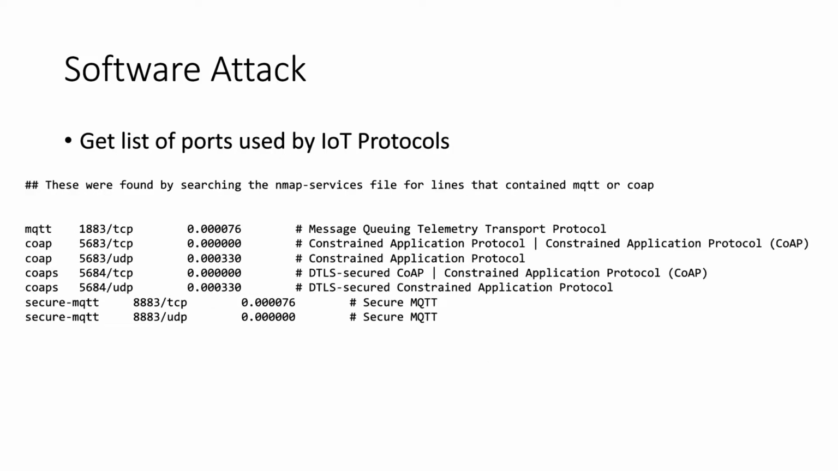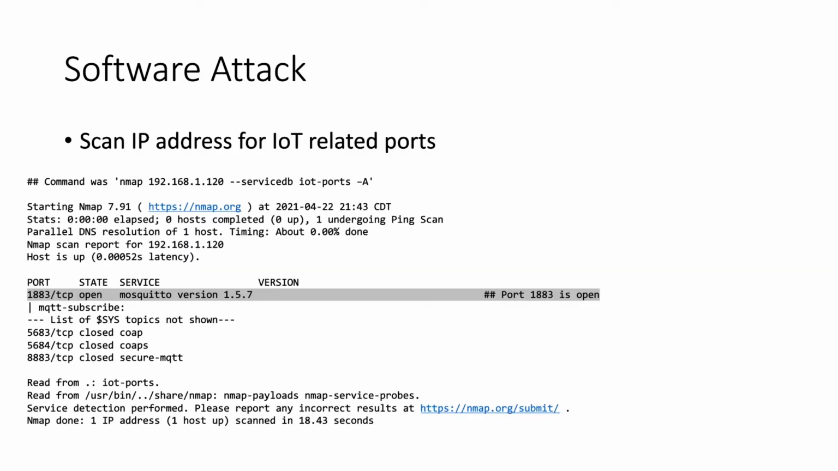The first thing we want to do is get a list of ports commonly used by IP protocols. There's an nmap services file that contains a list of basically every port, as well as some common uses for that port, and also some information about the probability that that port is going to be used on any random machine. We don't really care about that now, we just care about what ports relate to, in this case, MQTT or CoAP. Those are both IoT communication protocols. And doing that, if we scan that file for lines containing MQTT or CoAP, we will get this list. And so I saved that in a file to be used by this command.